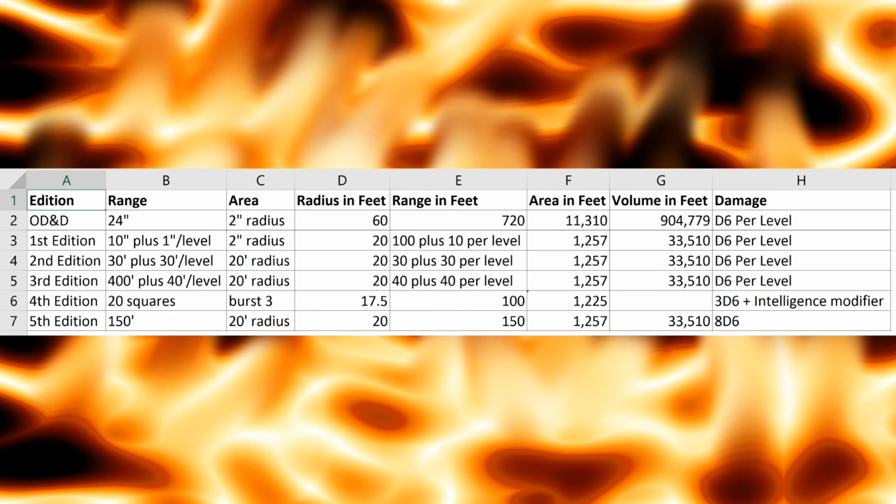So the interesting thing is the radius of effect has remained constant basically from 1st edition, but it was significantly less than it was in original Dungeons & Dragons. And the range is okay because it's farther than you would ever see in a dungeon, and the damage is a little bit different. But I just wanted to discuss the differences in the Dungeons & Dragons Fireball spell from edition to edition.